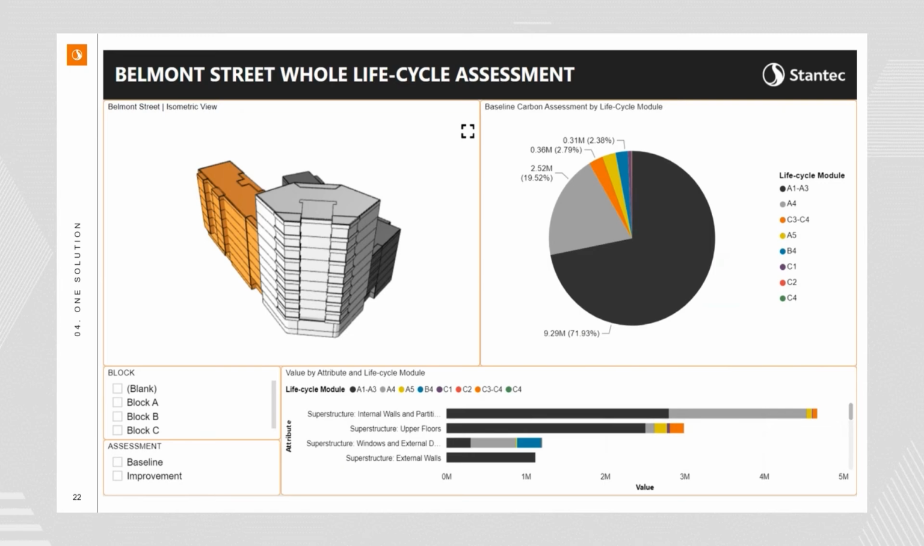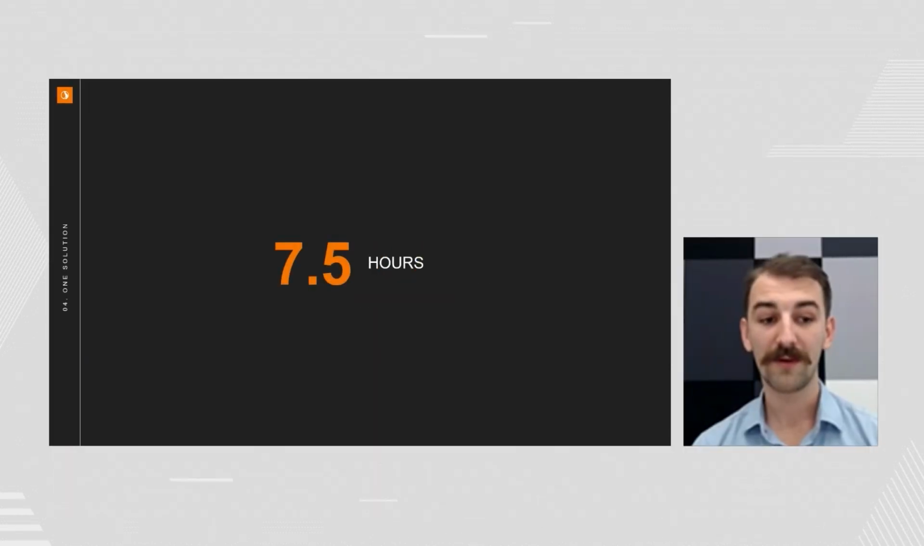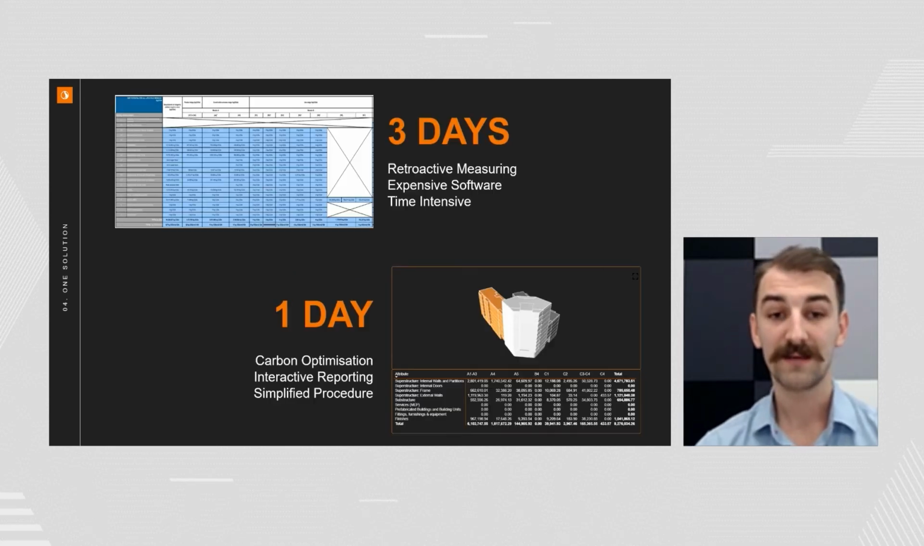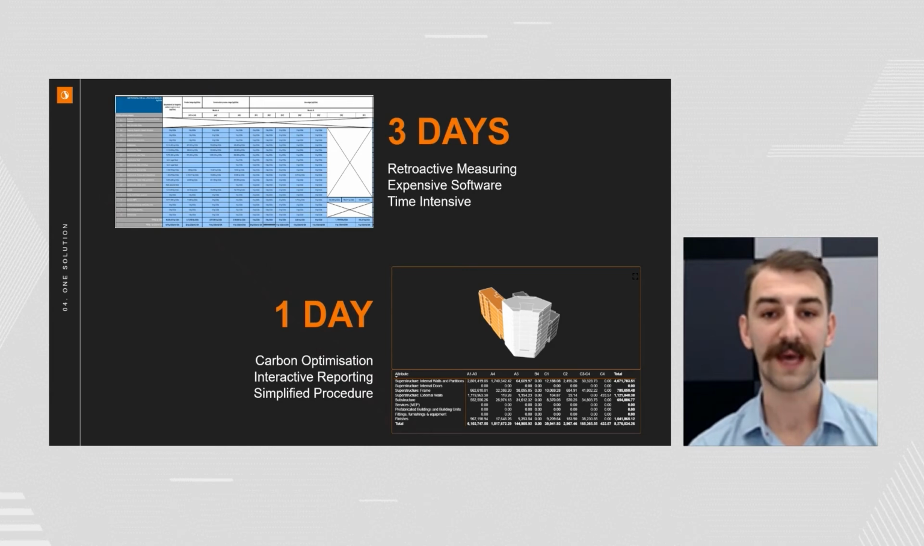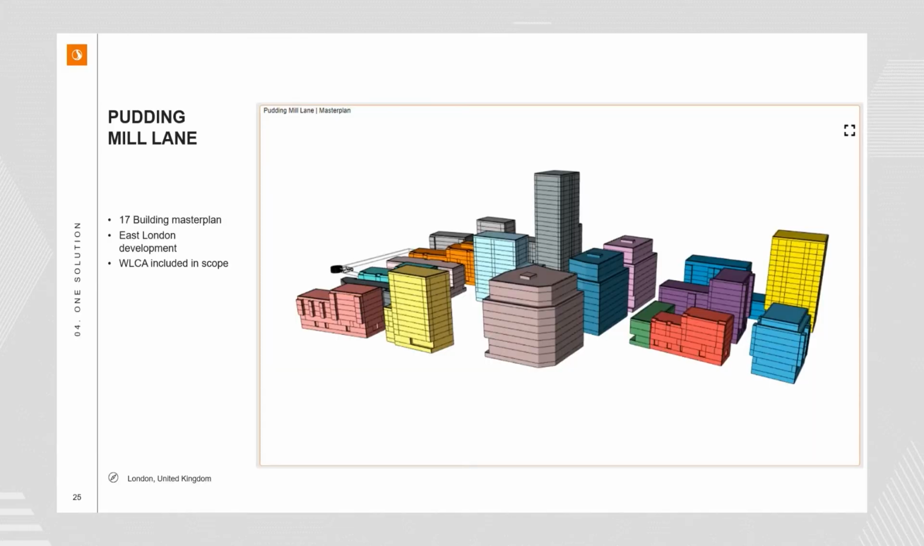of that community. And we can do all of this in a day, from massing report through to report in 7.5 hours. This previously was a process that took 3 days in the premier whole life cycle assessment software. Our innovative workflow has reinvented the process and transformed it to something that you can do in just a day. This is Pudding Mill Lane, and it's the first project that we developed the tool on.